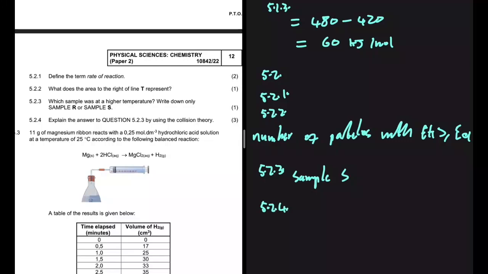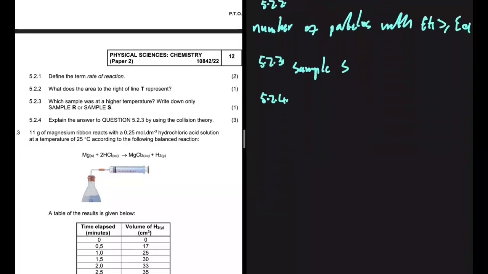So we know fully well that when the temperatures increase, the particles will gain kinetic energy. The average kinetic energy of the particles is going to increase. And then more particles will have sufficient kinetic energy. That is the kinetic energy that is equal to or greater than the activation energy. So the area under the graph to the right of line T should increase, just like we saw with sample S.